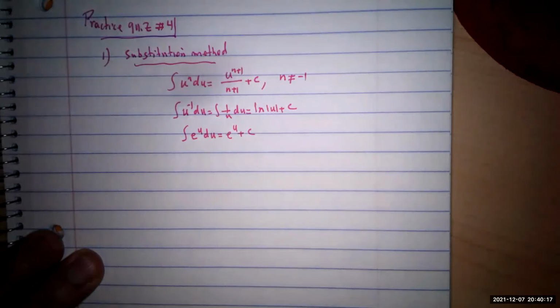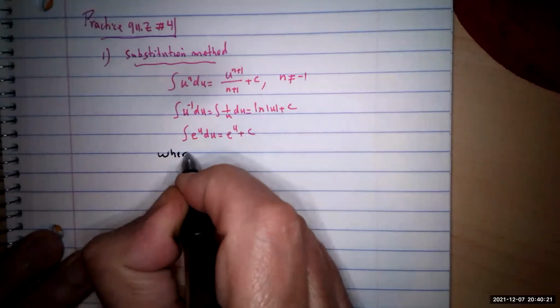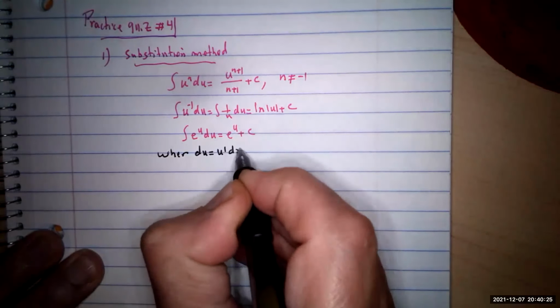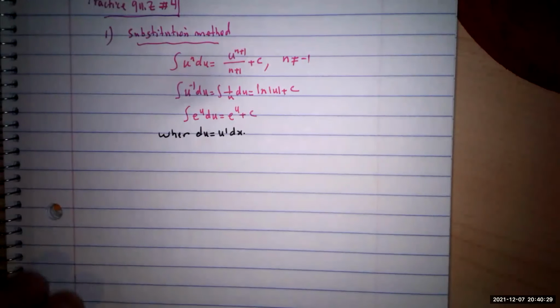In all of this, the differential of u is u prime dx. That's it. Okay, all the functions that previously we differentiated using the chain rule, now we are going to integrate using the substitution method. Okay, any question?